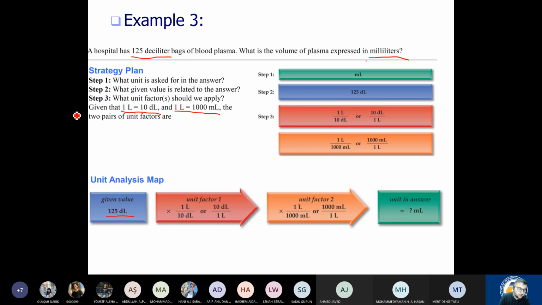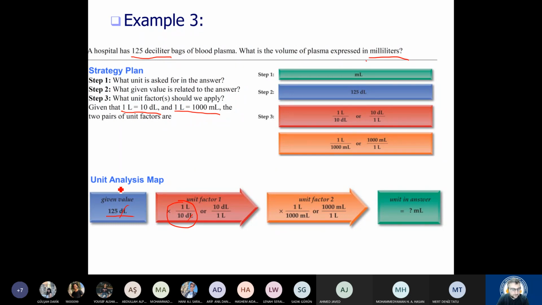So if you write 1 liter over 10 deciliter, it will be equal to 1. So you can multiply by 1 and nothing changes, it only changes the unit. Okay, you can write like that. So deciliter cancels with deciliter and it is converted to the liter.